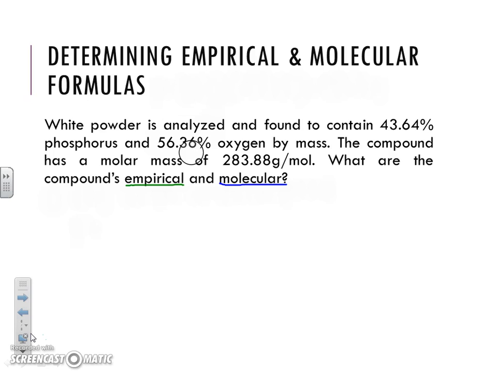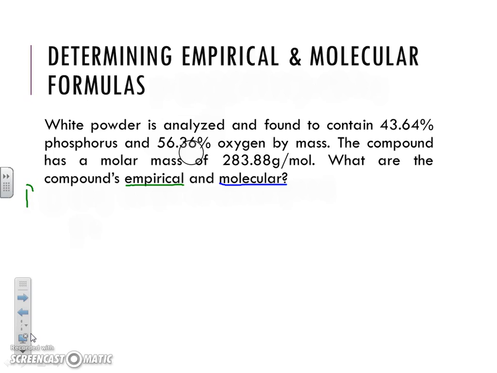So to do this, we're going to take it in two steps. We're going to start by establishing a mole-to-mole ratio of phosphorus to oxygen, and then we're going to use the molar mass to determine the molecular formula. So let's start with the empirical formula.